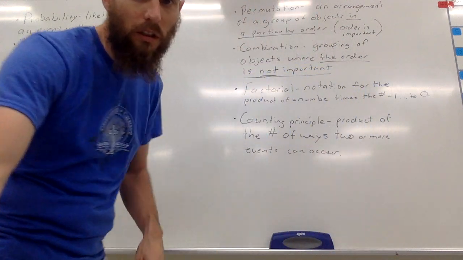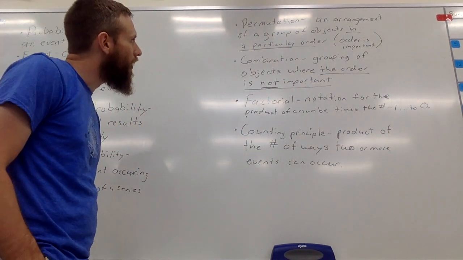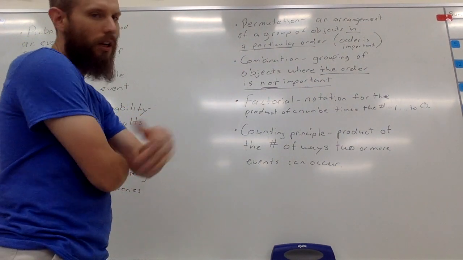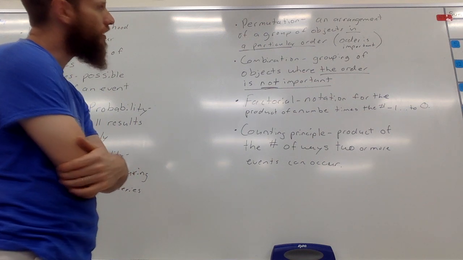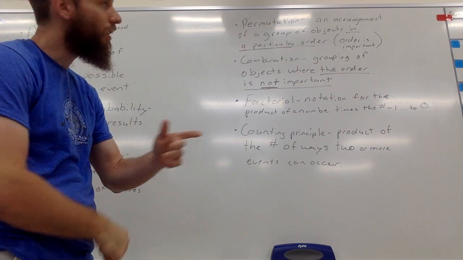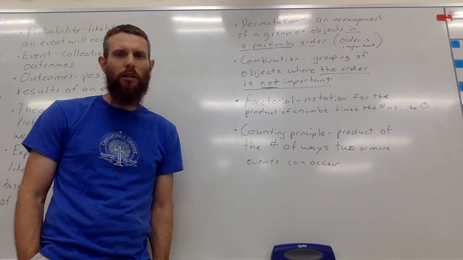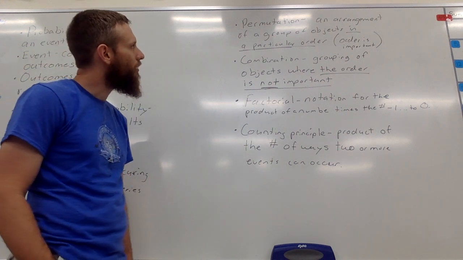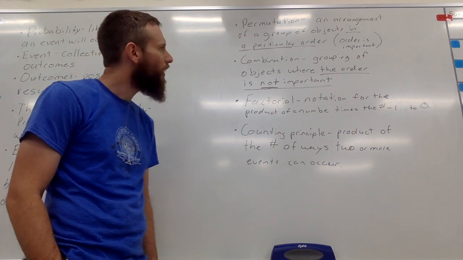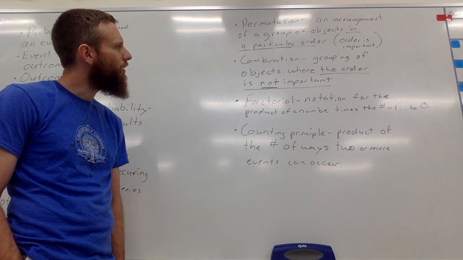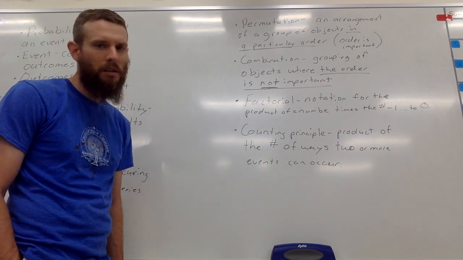Okay, moving on, we have permutation. And permutation and combination kind of go together. They're very similar except for one very distinct difference. Okay, a permutation is an arrangement of a group of objects in a particular order. You will hear people say the order is important, the order matters. Okay, and a combination is a grouping of objects where the order is not important or doesn't matter.